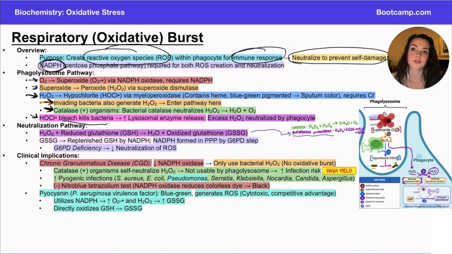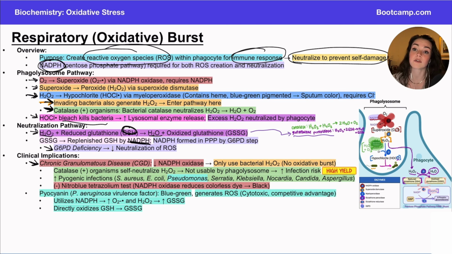Now that we've made all those reactive ROSs, it's time to shut them down and neutralize them. And we did that with the enzyme glutathione peroxidase, which turned that peroxide into water with the help of the very important substrate, reduced glutathione. And NADPH was also really critical for the formation of that reduced glutathione, and that again comes from the pentose phosphate pathway. Then we talked about some cool clinical implications, the first one being in chronic granulomatous disease.